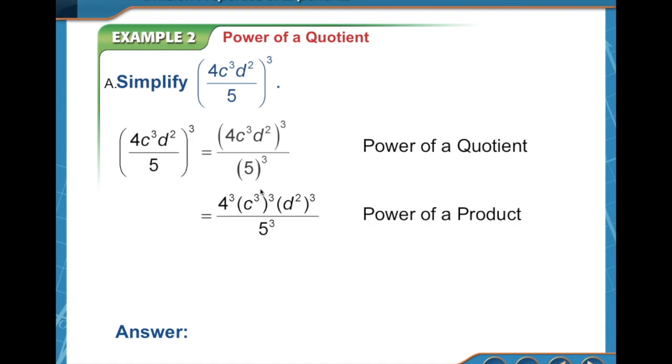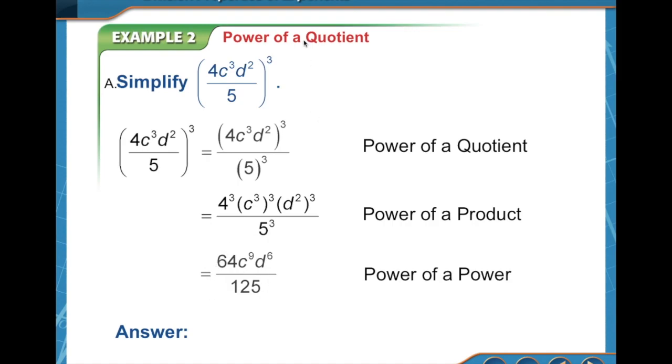So c cubed to the third is going to be c to the 3 times 3, which should be c to the ninth. Here we have d squared to the third. So power of a power, we're going to multiply. So that's d to the sixth up there. So all of those will look like this. So 4 cubed became a 64. C to the third became 3 times 3, which is 9 for the power of c. And d squared to the third became 2 times 3, which is 6 here. 5 cubed is 125. So all of that in simplest form looks like that.